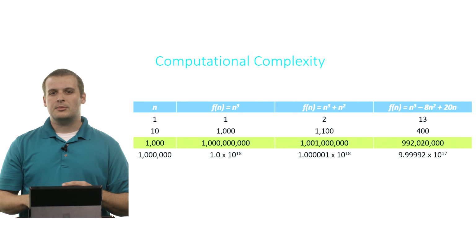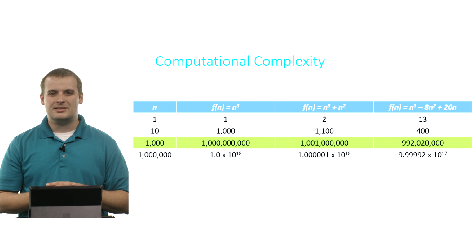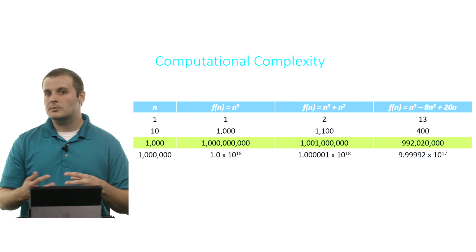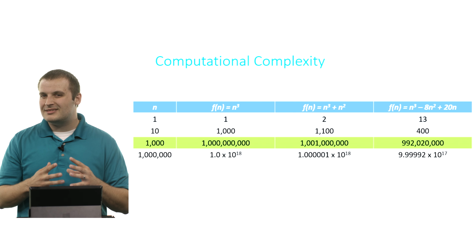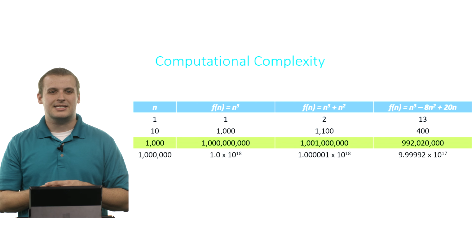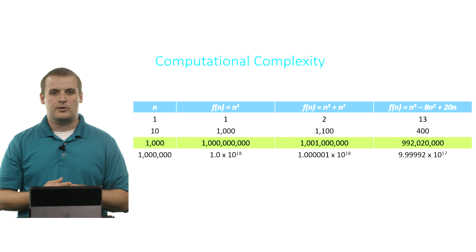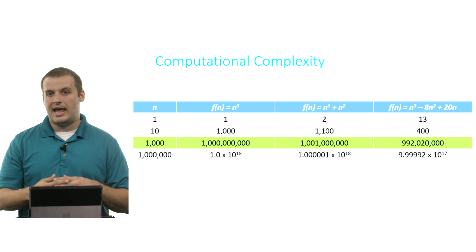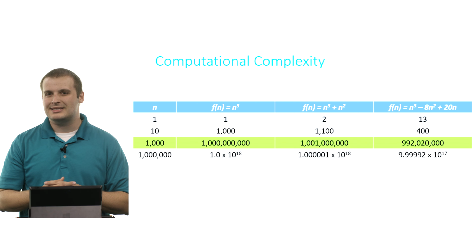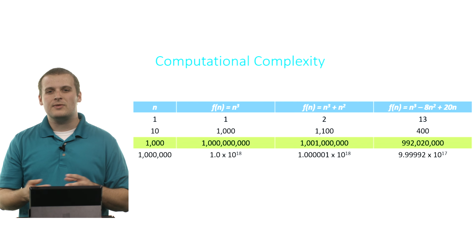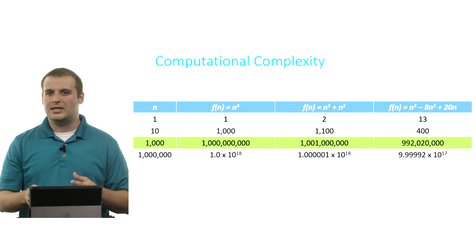But look what happens as our numbers get even bigger. Now, the differences between these algorithms start to become a little less apparent, and the fact that there are lower order terms, or rather terms with lower exponents, start to become irrelevant, right? If a data set is of size 1,000, and the first algorithm runs in 1 billion steps, and the second algorithm runs in 1 billion and 1 million steps, and the third algorithm runs in just shy of 1 billion steps, it's pretty much 1 billion steps, right? Those lower order terms start to become really irrelevant.